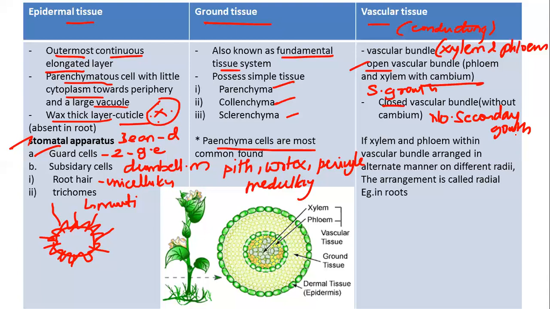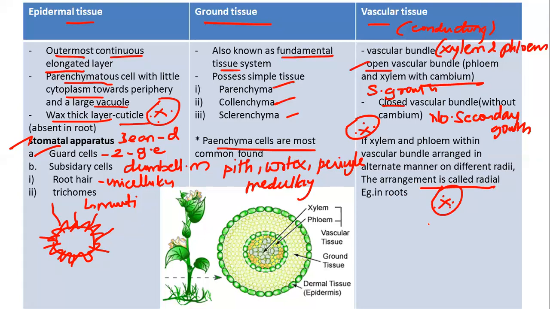Right? So this sentence is very important: if xylem and phloem within a vascular bundle are arranged in an alternate manner on different radii, the arrangement is called radial. This is very important. Usually the xylem and phloem are arranged within a vascular bundle in an alternate manner, and those arrangements are called radial arrangements. For example, you can see this in roots. This is what we have about epidermal tissue, ground tissue, and vascular tissue.